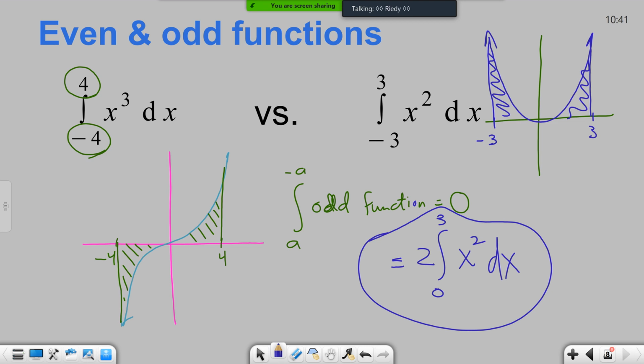The odd function, however, is huge. It's so much easier if you recognize it as being an odd function as opposed to having to grind out an antiderivative and plug in negative 4, plug in 4, and subtract them. It's also frustrating when you don't realize it's an odd function. You do all the work and then you get an answer of 0. Okay? Preguntas?